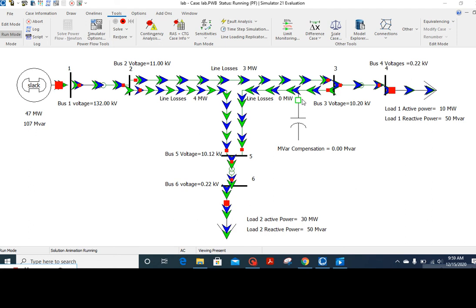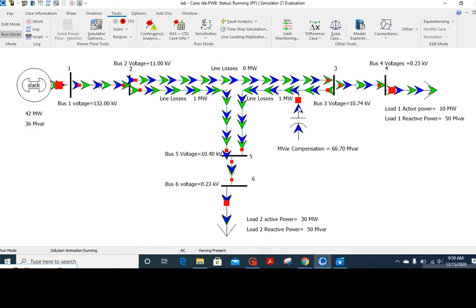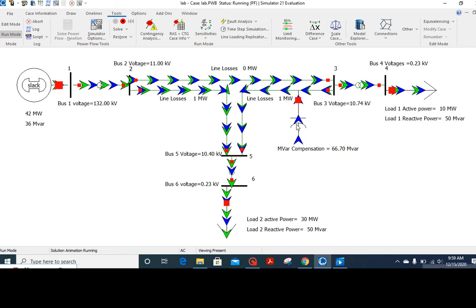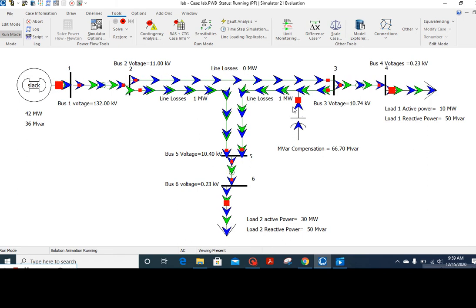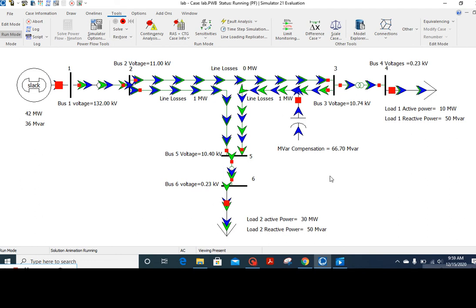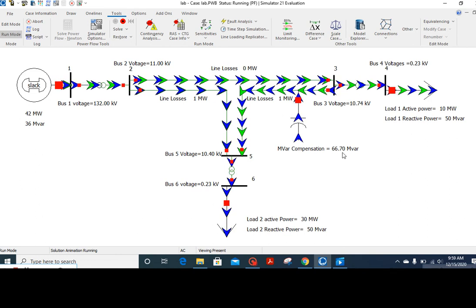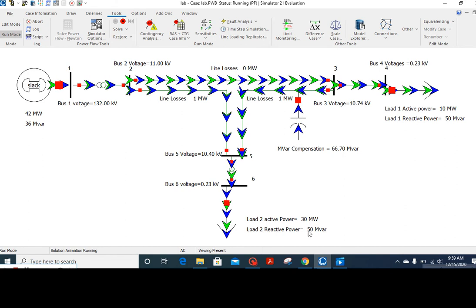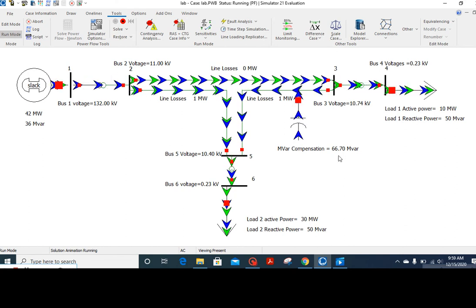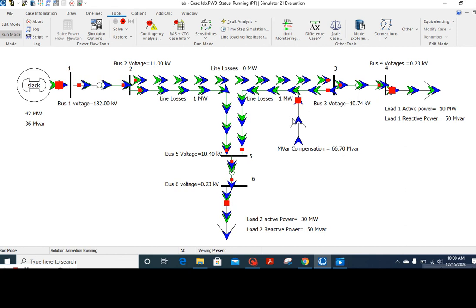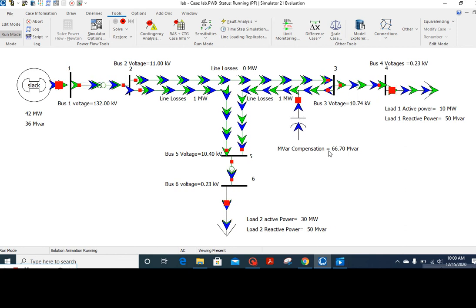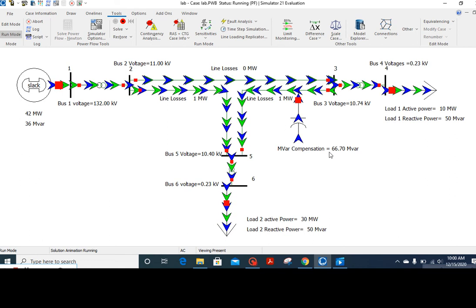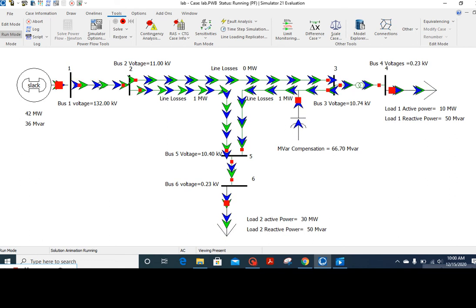Now I am injecting this capacitor bank in the system, and it is just giving reactive power. You may see it is not giving active power, just injecting reactive power to the system, and it is rated at 66.70. You may see that our actual demand was 100 megawatt, and we injected the capacitor power of 66 megawatt. So what is the impact of this injection? Let's see.